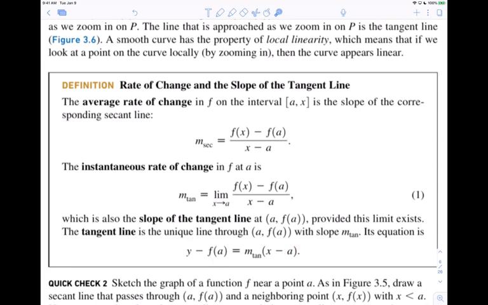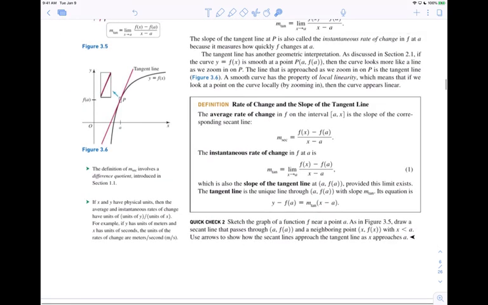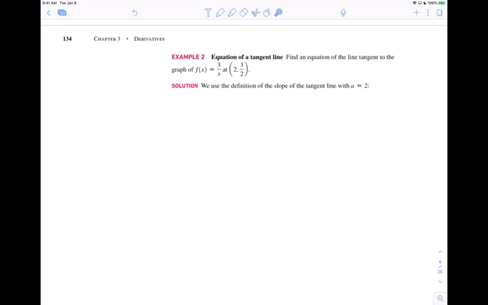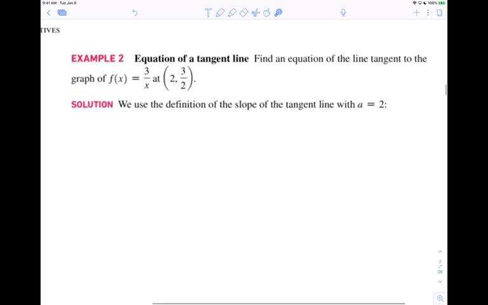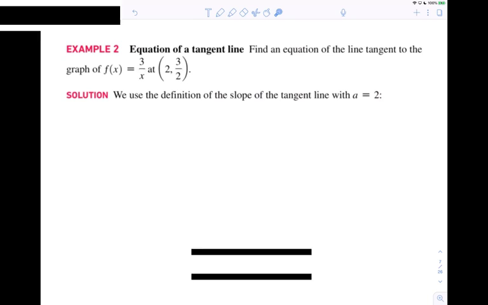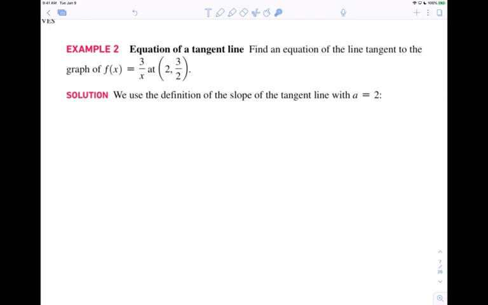Okay, can we get working an example? Here we go. Let's find an equation of the tangent line to this graph. Basically, first we need to find the slope of the tangent, and then use that slope to find the equation. So find the slope of the tangent line when a is 2, and then use that slope to find the equation of the tangent line when a is 2.